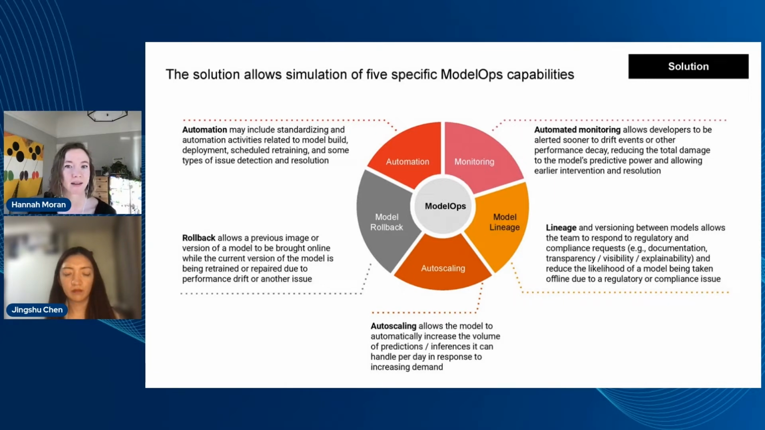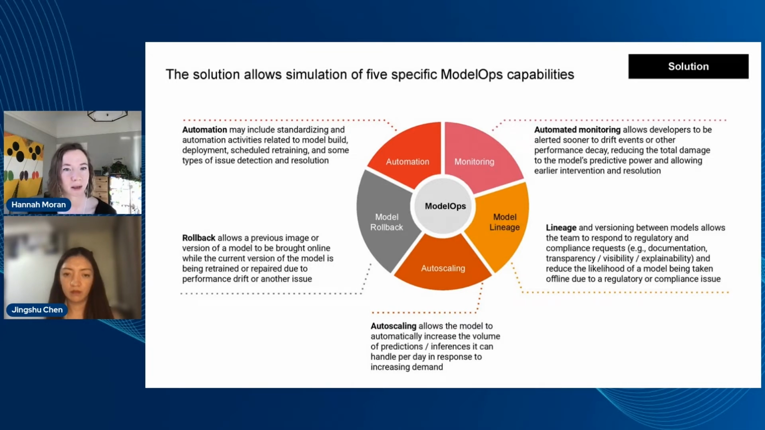Lineage and versioning is a kind of specific capability that we implemented, understanding that there are some models that are subject to regulatory and compliance rules or regulations. So there might be a need for an organization to be able to show documentation about a model, maybe some visibility into its lineage, previous versions of the model, maybe some explainability. And having those things available can let you respond more quickly to these requests and decrease the likelihood that your model is going to get taken offline or that you won't be able to use it for some reason.